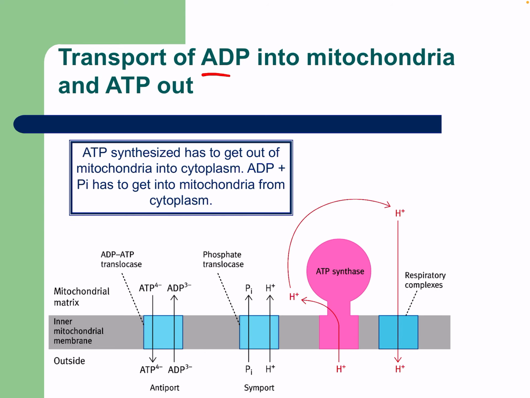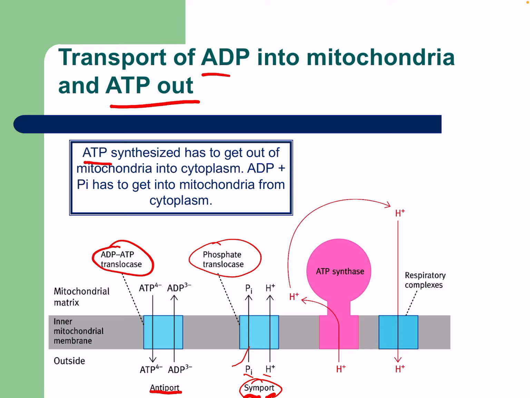The transfer of ADP into the mitochondria and ATP out. So ATP is synthesized and has to get out of the mitochondria into the cytoplasm, and ADP and inorganic phosphate have to get into the mitochondria from the cytoplasm. This is through antiport and symport mechanisms. We have our ADP-ATP translocase, where they swap out, where an ADP goes in and an ATP goes out. So they work in an antiport mechanism. They use each other's gradients to move in and out. We also have phosphate translocase, which is a symport, where inorganic phosphate and a hydrogen ion move in together.